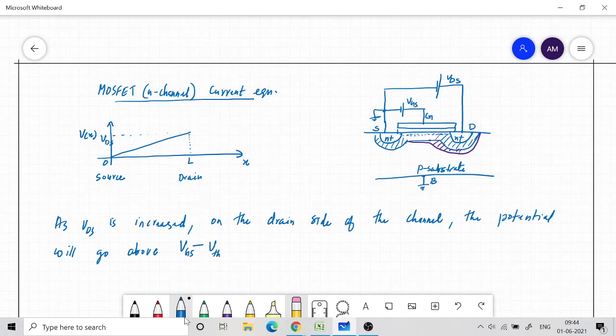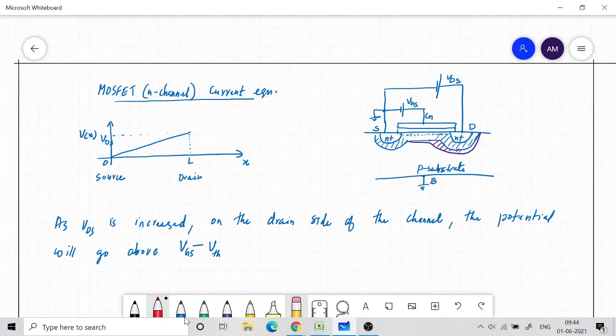If the channel potential is above VGS minus VT, then there cannot be any channel existing there. Earlier the channel was existing from source to drain, because everywhere in the channel we assumed that the potential is lesser than VGS minus VT.